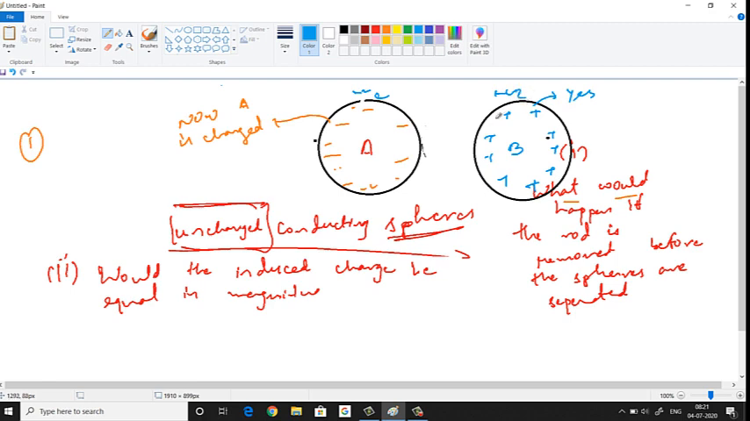Now the question he's asking is, what do we call these charges? Induced charges, because due to induction only it happened. We had a glass rod, because of which we got negative charge on A and positive charge on B. The question is, would the induced charge be equal in magnitude on A and B? That means if on A the negative charges are, say, 10, on B also will it be 10 only? Yes, he's asking that. So yes, it will be the same only.